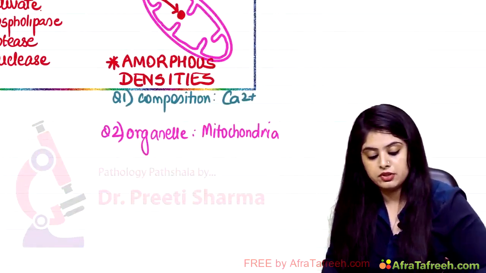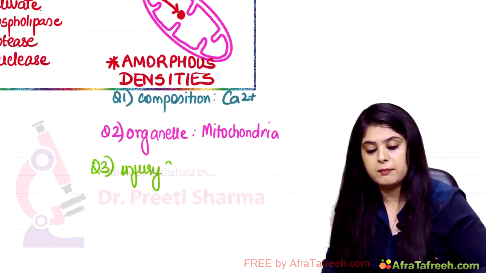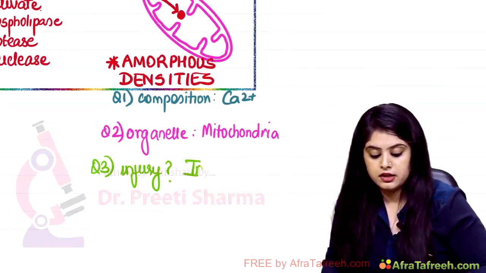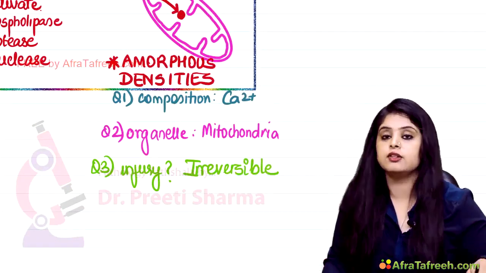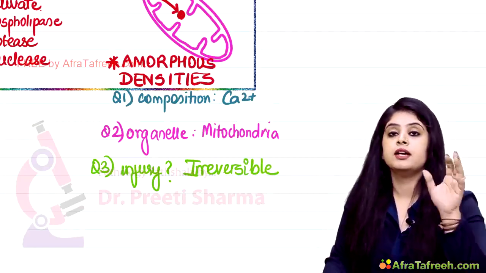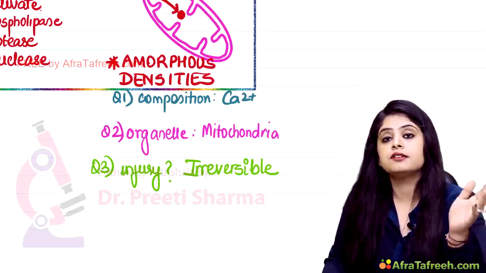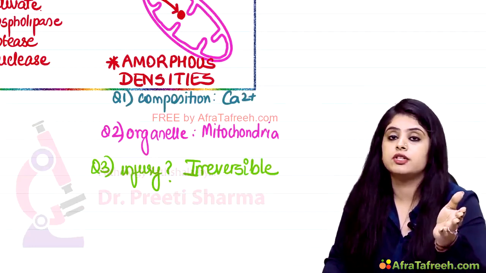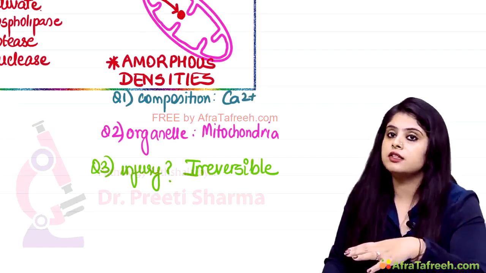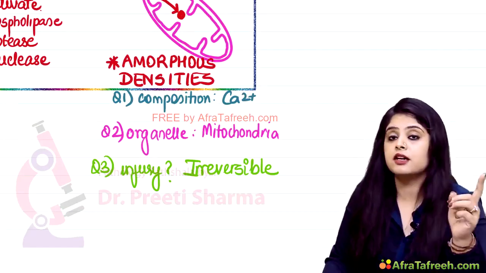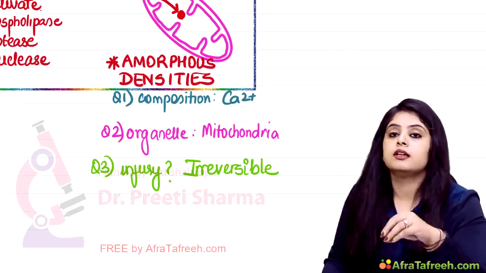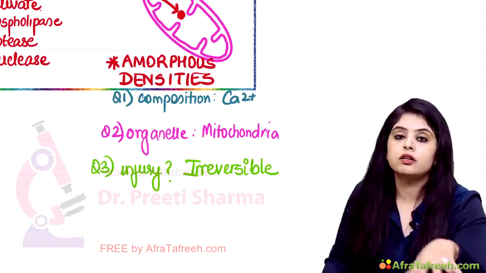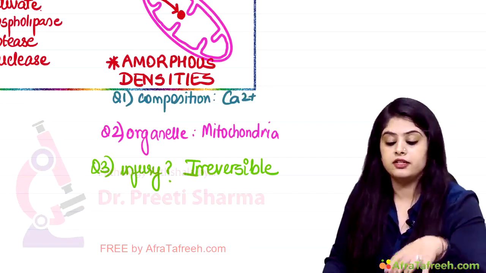And question number three that you will be asked, which injury does it appear in? So remember, we've studied it under irreversible cell injury. So amorphous densities is a sign of irreversible cell injury. I want you to recall myelin figures were appearing in reversible cell injury, but their number increases in irreversible cell injury, but they first start appearing in reversible. Amorphous densities appear in irreversible cell injury. They are not present in reversible cell injury.